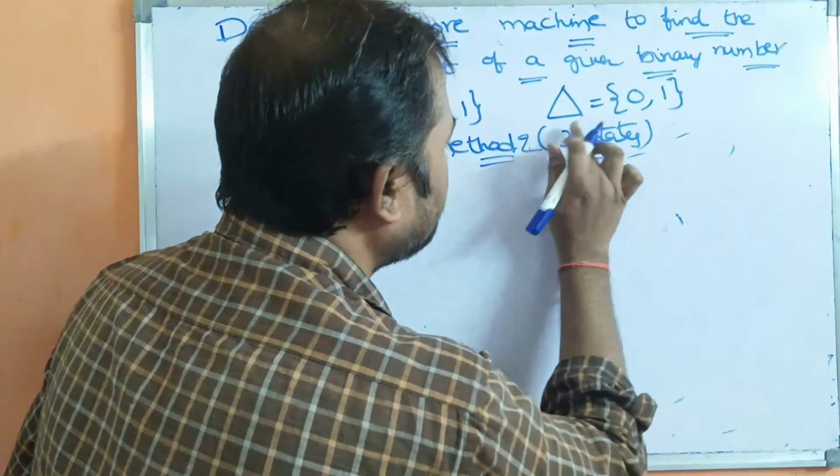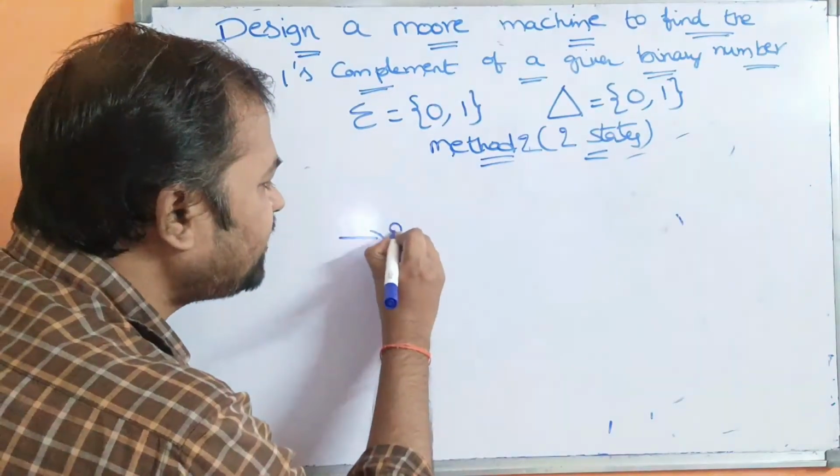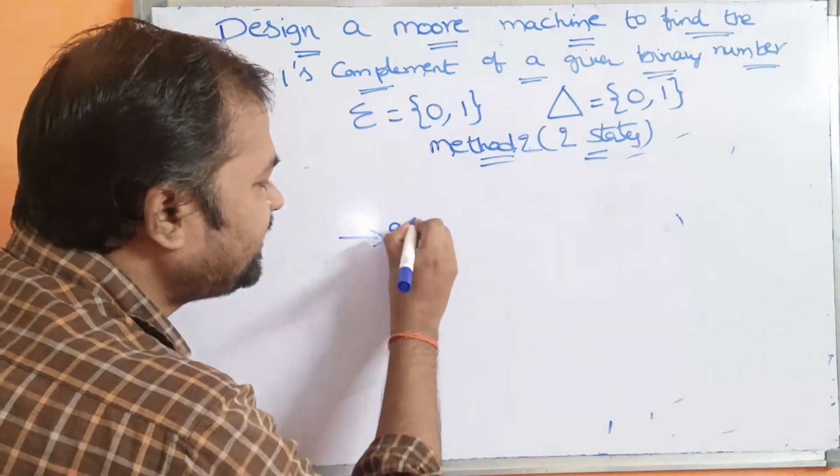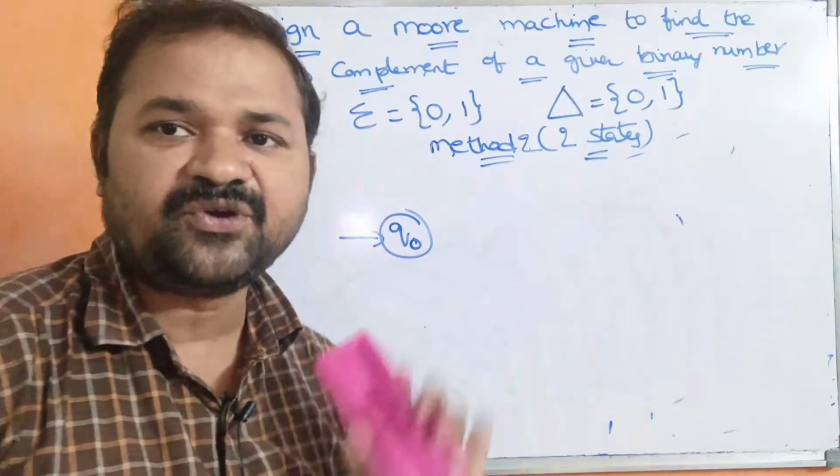So method 2, by taking two states. Here we have only two states. We know that a Moore machine or Mealy machine doesn't have any final state. So here we will have only the initial state. We don't have any final state.